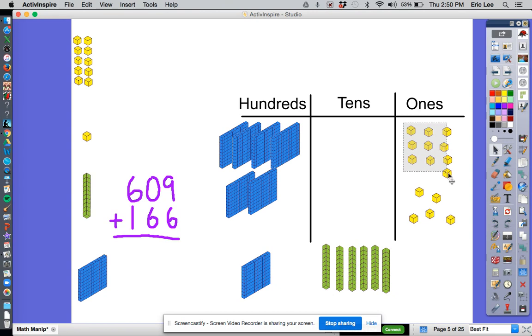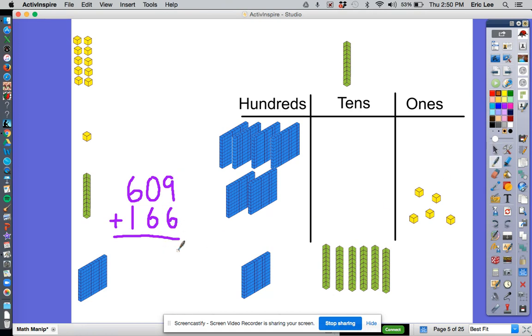So I'm going to take these 10 here, and we are going to get rid of these. We're going to take those 10, get those out of there. We're going to trade them in for a 10. So now I have a 10, but it's living in my ones column. So I'm going to take that 10 and put it right in that tens column where it really lives.